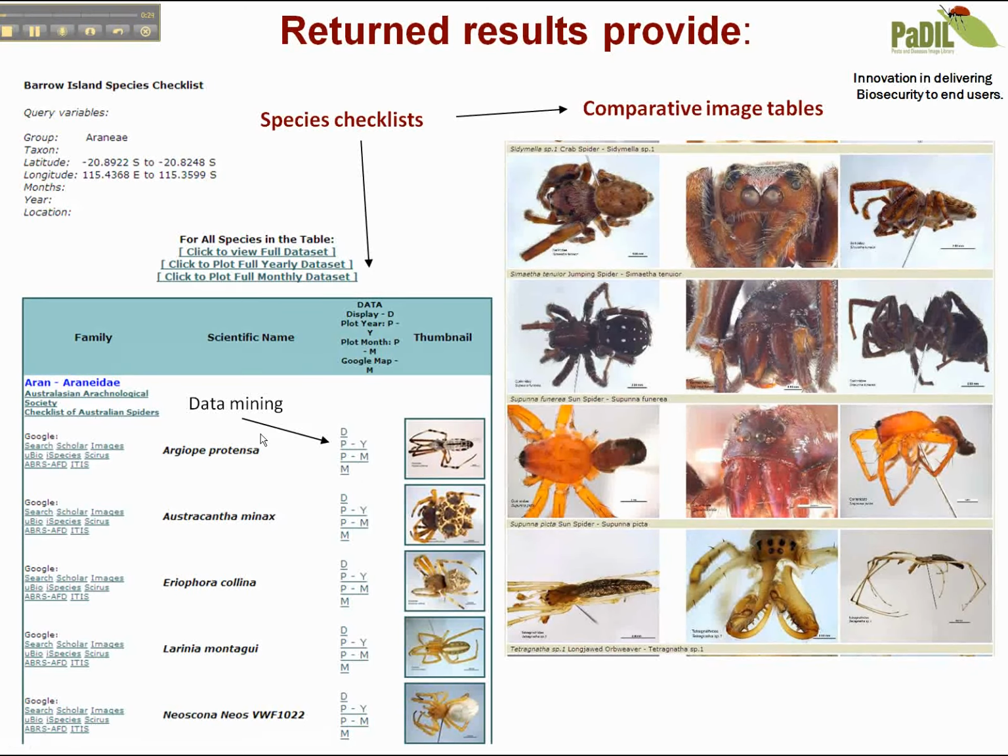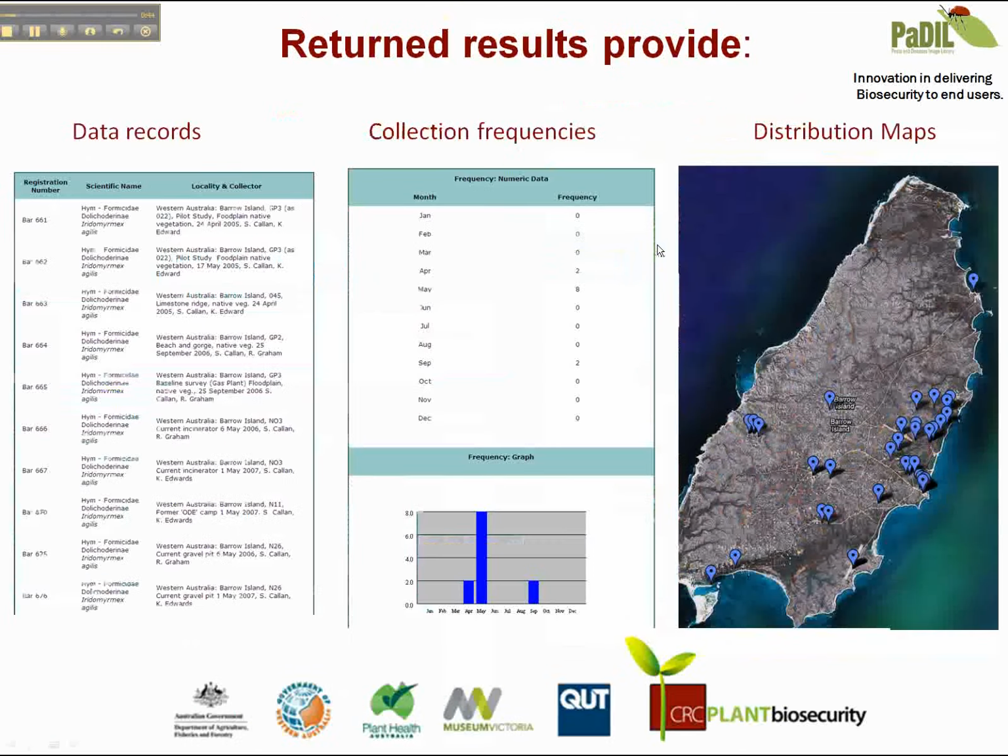But then very nicely, at the bottom of the checklist you can click a button which shows you a comparative image table, and you choose what characters. So here we have the dorsal view, the head front, and then the lateral view of the spiders for Barrow Island. As I said, that's the way we can combine data and images. And here we just see some of the raw data, plot the frequencies, and we have the Google Maps representation.